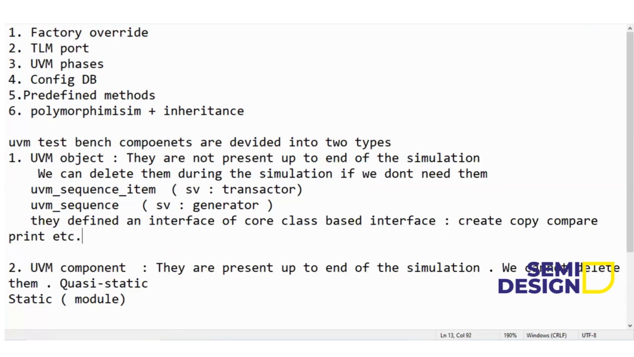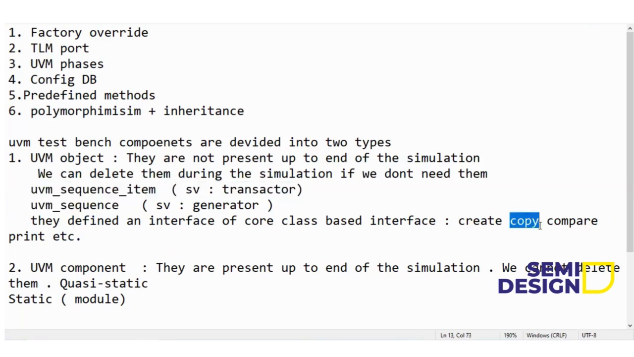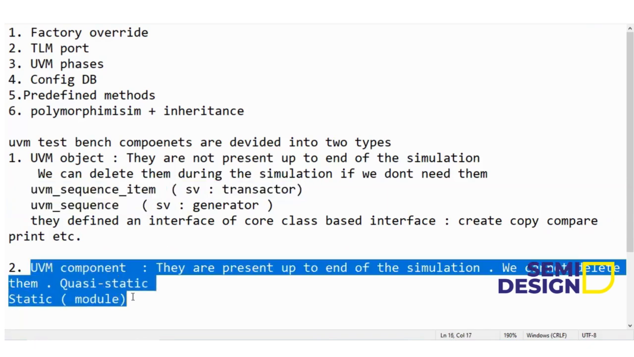Now, just for example, you want to use this copy method in your environment. That thing you have to define here, either in the UVM sequence item or in the UVM sequence. Define means you have to mention it here. Now, if you are not mentioning that you are going to use the copy method in your test bench here, then you won't be able to use the copy method.